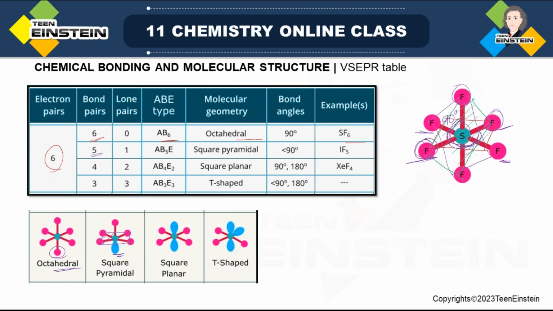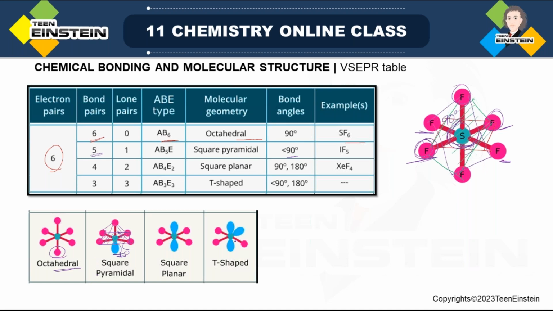So now you can draw a square, and if you are joining all these atoms, you are getting a pyramid. That is why the name is square pyramidal. The angle will be slightly lesser than 90 degrees because there will be lone pair-bond pair repulsion. So these angles will be slightly lesser than 90 degrees. It is no longer the ideal angle.